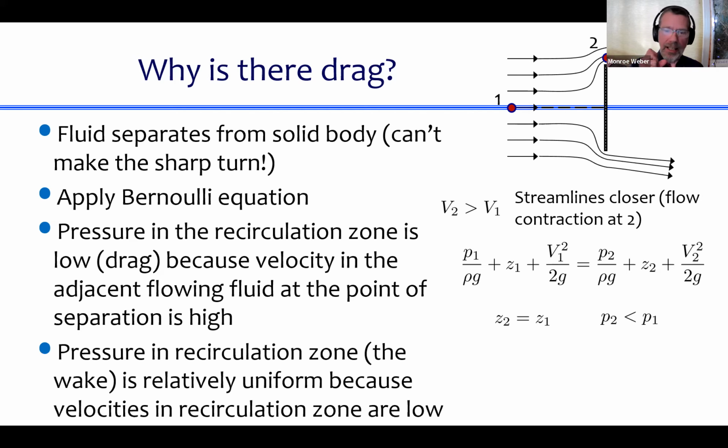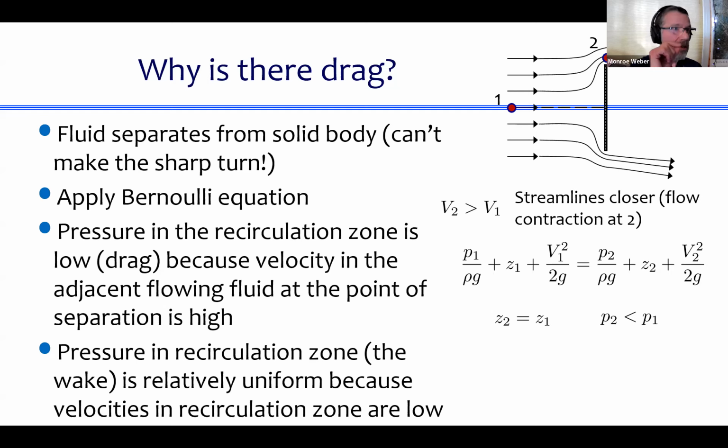The pressure in the recirculation zone in the wake behind the object is relatively uniform because the velocities in that zone are relatively low. It's turbulent, yes, but the velocities are relatively low. And so the pressure is relatively constant across the entire back of this plate. And that's what's causing the majority of the drag.